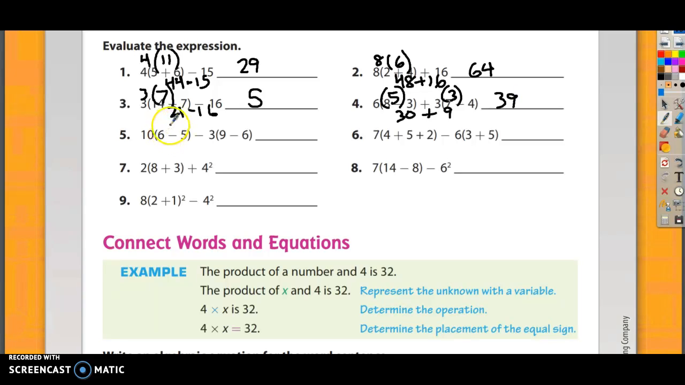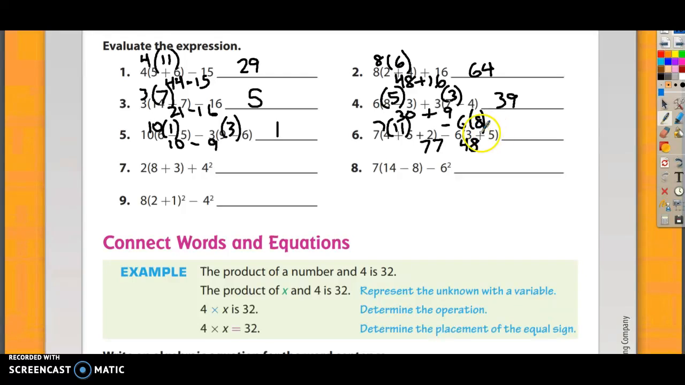Number 5, I've got 6 minus 5, that's 1. Times 10 is 10. I've got 9 minus 6 is 3. Times 3 is 9. I've got 10 minus 9, the answer is 1. Number 6, I've got 4 plus 5 is 9. Plus 2 is 11. I've got 7 times 11. And I've got 3 plus 5 is 8. Times 6 is 48. So I've got 77 minus 48.